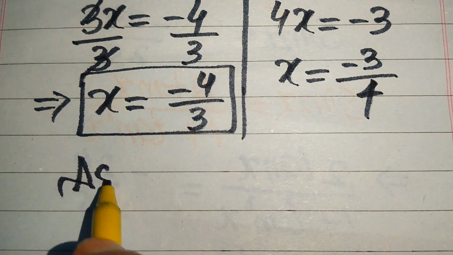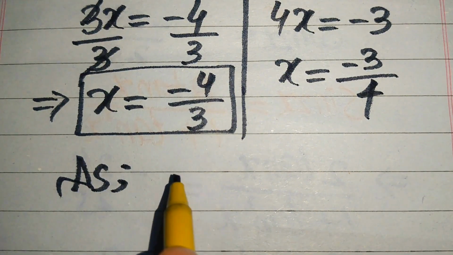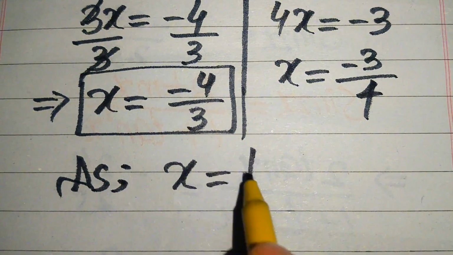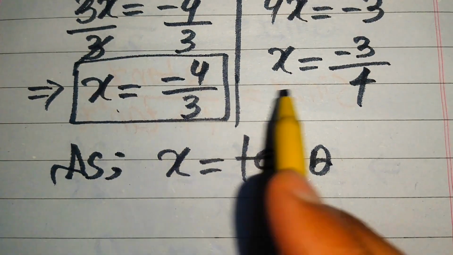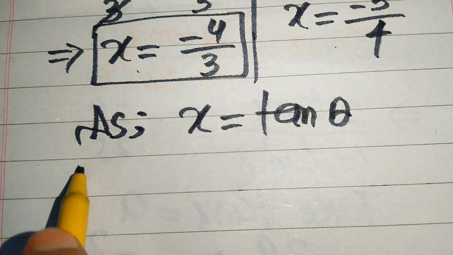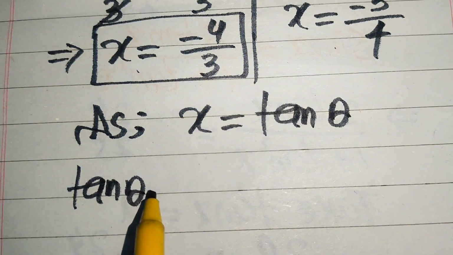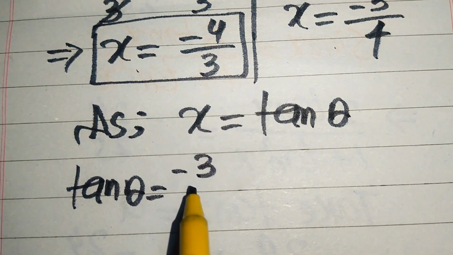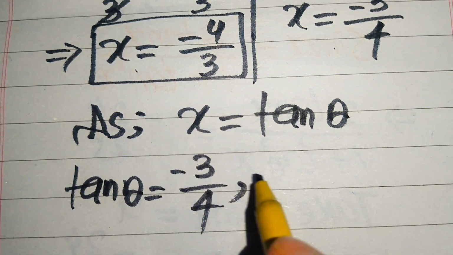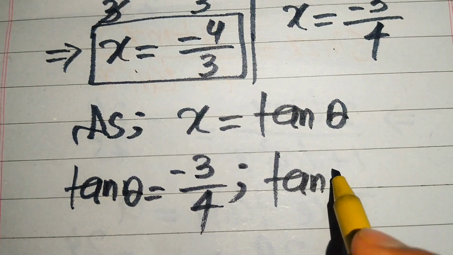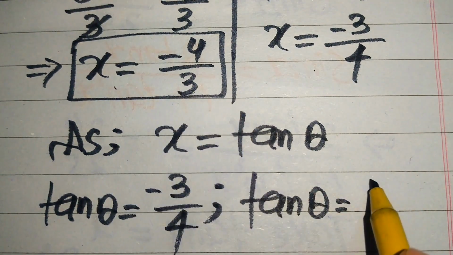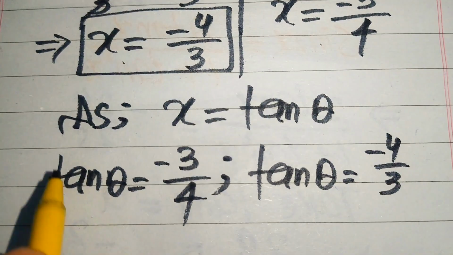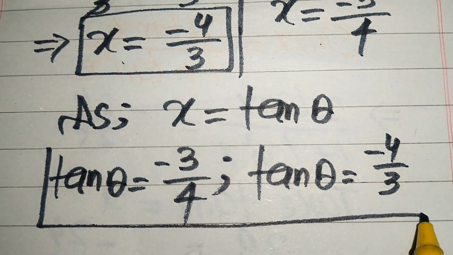So as we move backward, in the start of the problem we took x equal to tan theta, and we put this value of x on both of these two cases and we obtain two values of tan theta. The first value is minus 3 over 4, and the second value of tan theta is minus 4 over 3. So we get these are the two roots of the given equation.